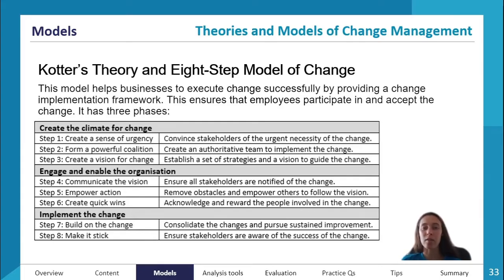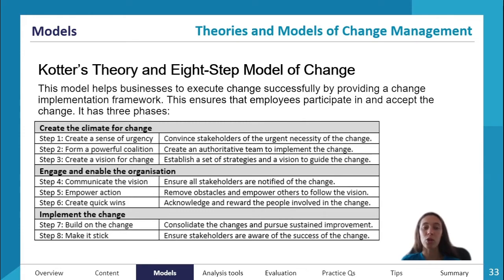You've created that sense of urgency that it needs to happen. Then you're forming the team to be those people who are going to bring it into fruition. And then you're creating a vision for change, which we looked at before, where you're looking at those strategies and what it will actually look like once the change has occurred. Our second phase is engaging and enabling the organization.